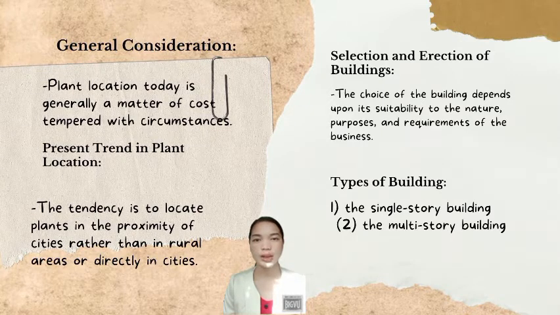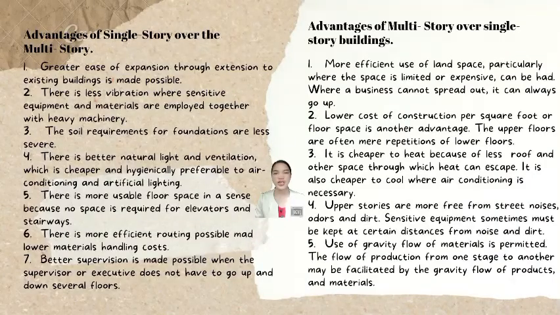There are two basic types of buildings, namely the single-story building and the second one, the multi-story building. Each offers certain definite advantages, the relative merits of which should be weighed with respect to the requirements of the enterprise involved. Advantages of single-story over the multi-story.